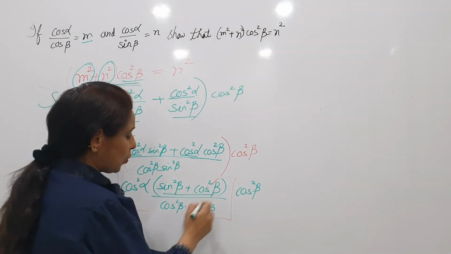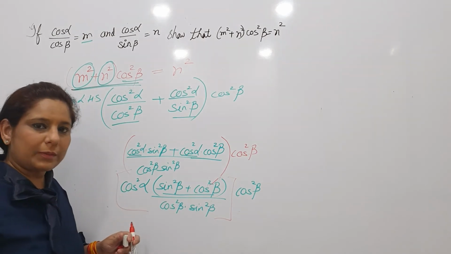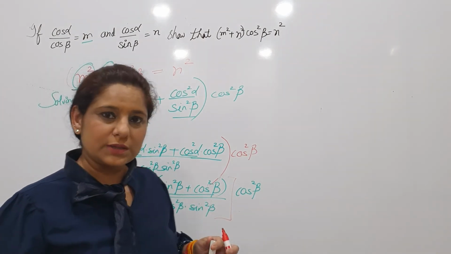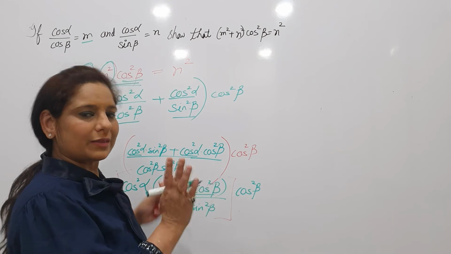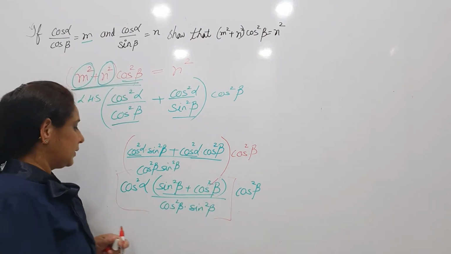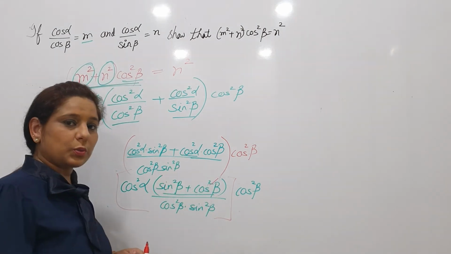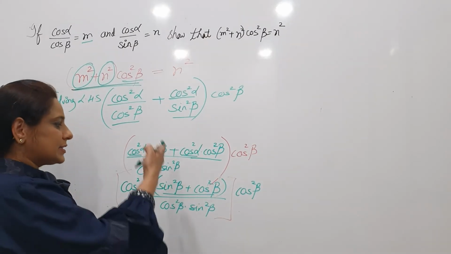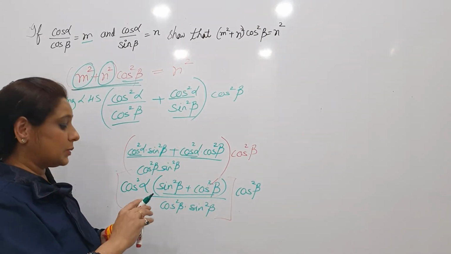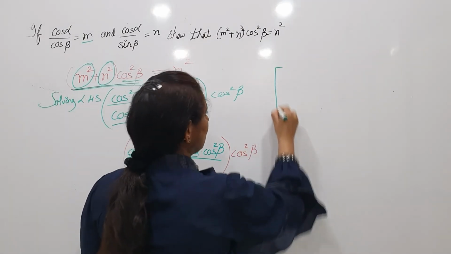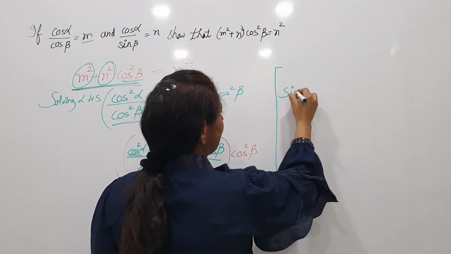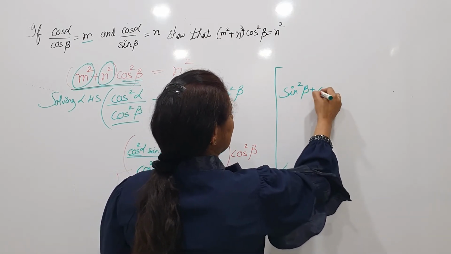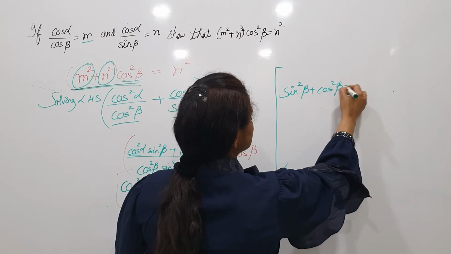Now as you know, what is sin square beta plus cos square beta? If I say sin square a plus cos square a, it is also 1. Sin square theta plus cos square theta is 1. So sin square alpha plus cos square alpha is also 1. Here it is sin square beta plus cos square beta, so that will also be 1. So we are going to write sin square beta plus cos square beta is 1.